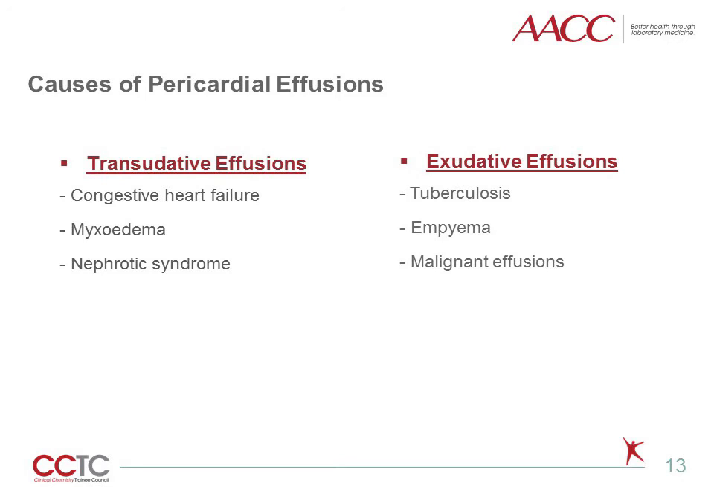Pericardial effusions can be classified as transudative and exudative effusions. A transudative effusion results from systemic alteration in the normal fluid formation or lymphatic drainage, such as congestive heart failure, myxedema, and nephrotic syndrome. Exudative effusions reflect inflammatory, infectious, malignant, or autoimmune processes within the pericardium, such as tuberculosis, empyema, and malignant effusions.